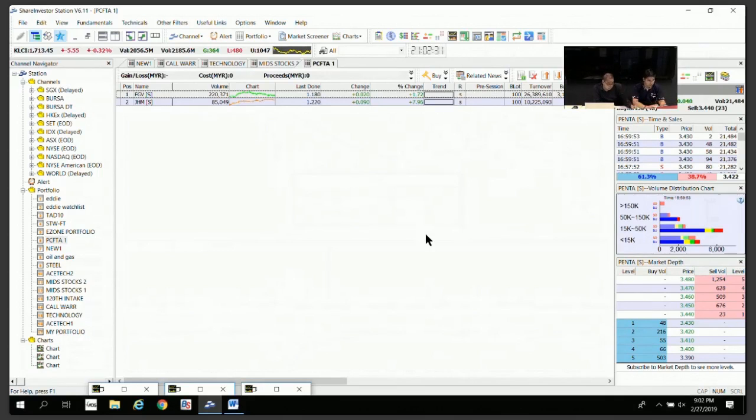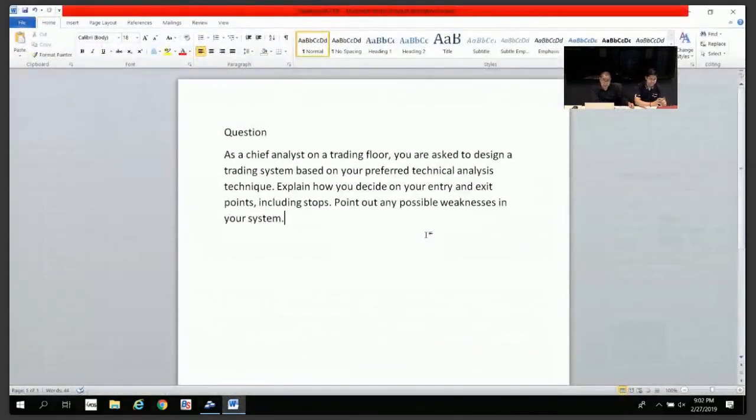So the question is as follows. I would like to post firstly the exam question, and it goes like this: as a chief analyst on a trading floor, you are asked to design a trading system based on your preferred technical analysis technique. So does it mean that you can use any method? Yes, you can use any method.